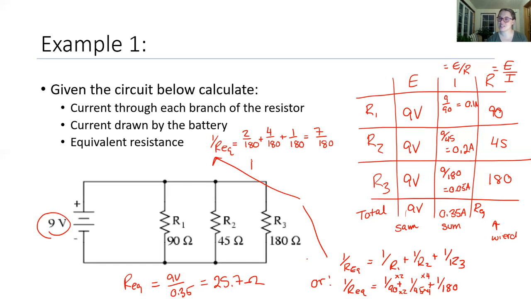Our equivalent resistance: what we need to do is we need equivalent resistance on the top. So we're going to take this and flip it, and we're going to take this and flip it. Req is equal to 180 over 7. We do a flip.